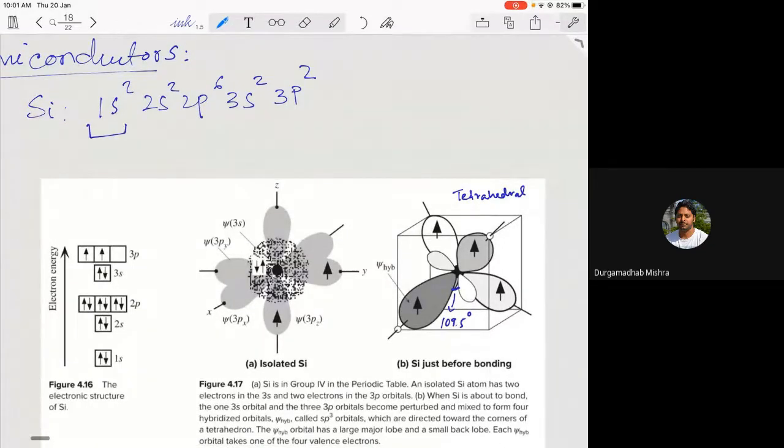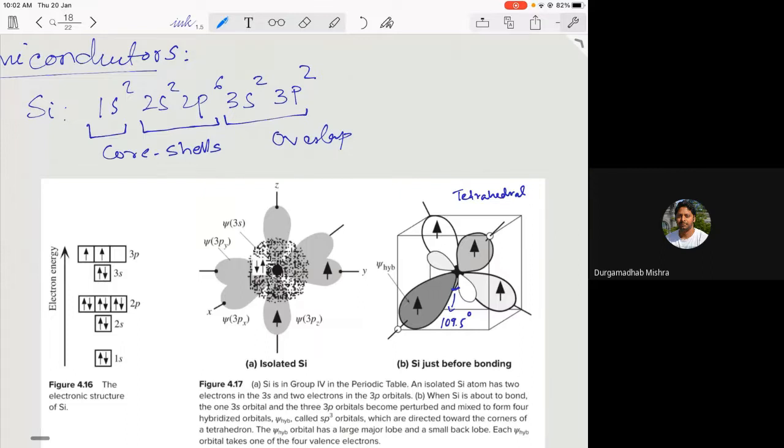And these 1s, 2s and 2p are like the core shells, and therefore they hardly overlap when two silicon atoms come close. Only the 3s and 3p orbitals will have the maximum overlap when two silicon atoms come closer, or when silicon atoms try to form a bond. But it doesn't mean that silicon has only two valence electrons.